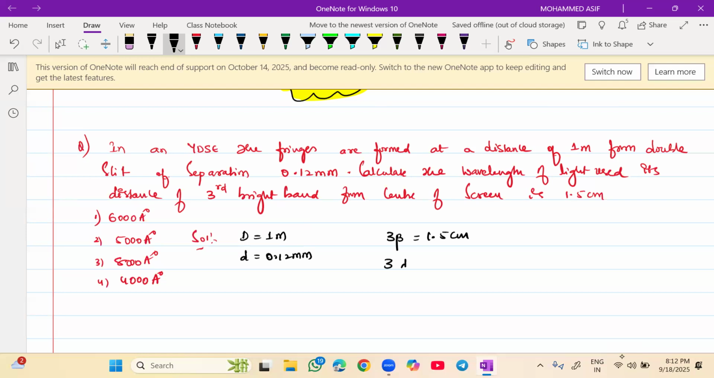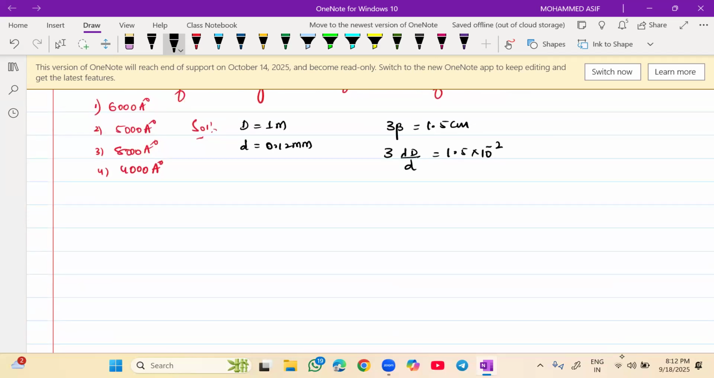बीटा का फॉर्मूला क्या है बेटा? Lambda into capital D divided by small d, that is equal to 1.5 centimeters, मतलब मीटर में लिख रहे हो तो it will be 10⁻². तो अपने को वेवलेंथ निकालना है. So wavelength lambda will be equal to 1.5 into 10⁻² into small d divided by 3 into capital D. So it is equal to 1.5 into 10⁻² into small d, which is 0.12 mm, 1 mm is equal to 10⁻³, divided by 3 into capital D. Capital D is in meters, तो meters में रख दो, कोई प्रॉब्लम नहीं है. ये मीटर will get cancelled.